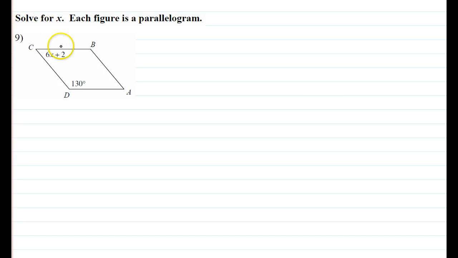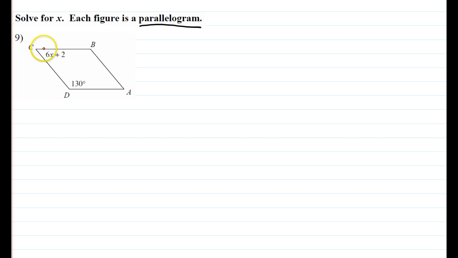Number 9, solve for x. Each figure is a parallelogram. The reason they tell us this is because if you just look at this drawing, you don't know what shape it is. There isn't any indication on the drawing that the lines are parallel. Now, as soon as they say it's a parallelogram, we now know those 5 properties we talked about earlier.